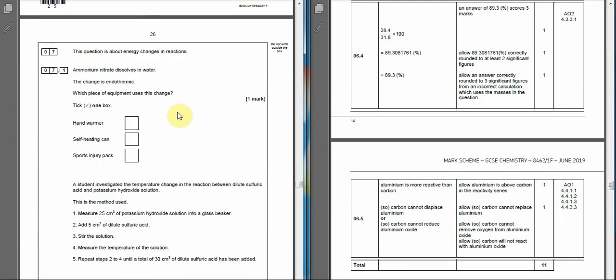Question 7 here, which is not on the higher tier. Ammonium nitrate dissolves in water. The change is endothermic. What piece of equipment could this be used in? So when do you need something to get cold?